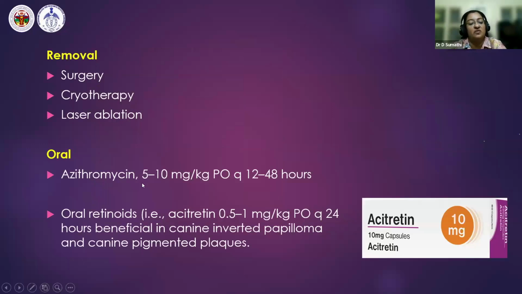We can also go with azithromycin 5 to 10 milligram per kg orally every 12 to 48 hours. Oral retinoids like acitretin 0.5 to 1 milligram, which is available as 10 milligram and 25 milligram capsules, can also be used in case of canine inverted papillomas. So they have given better results in this.